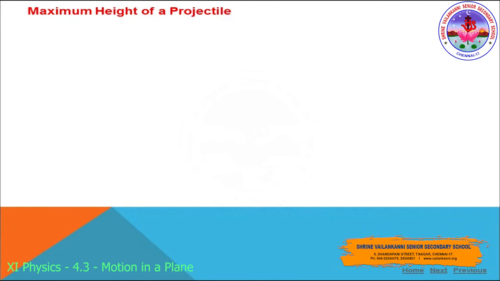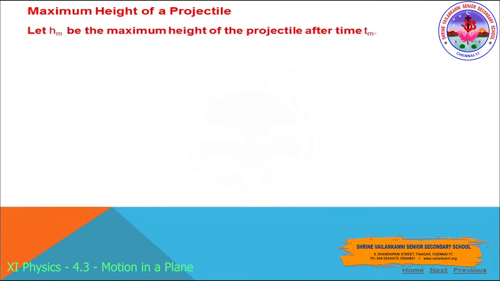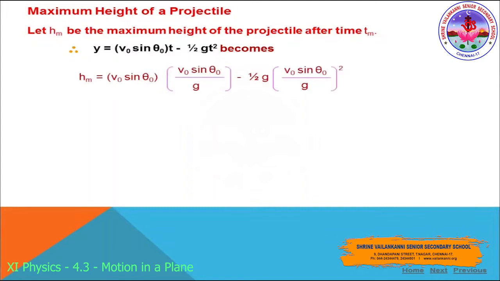Now, from this we can get the maximum height of the projectile. Let Hm be the maximum height of the projectile. The maximum vertical distance attained by the projectile above the horizontal plane is where the vertical component of the velocity equals 0.